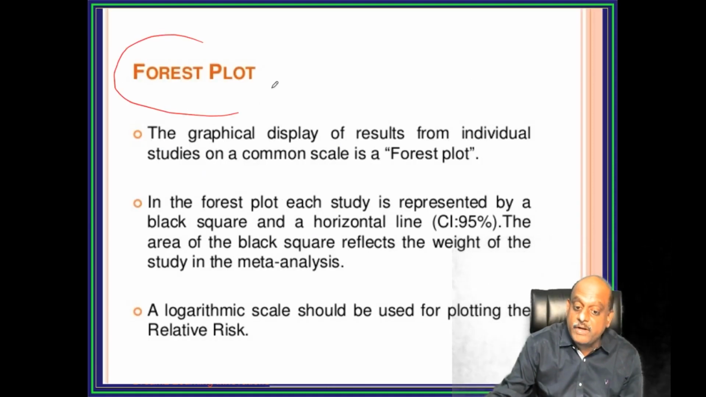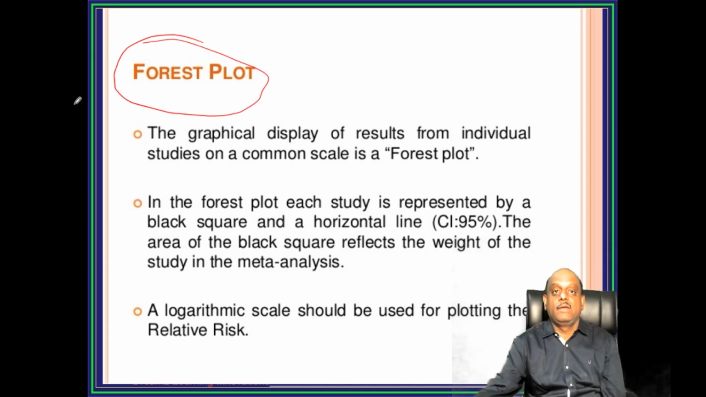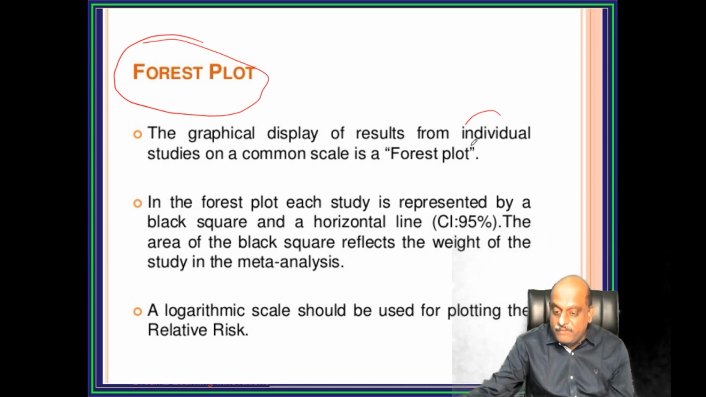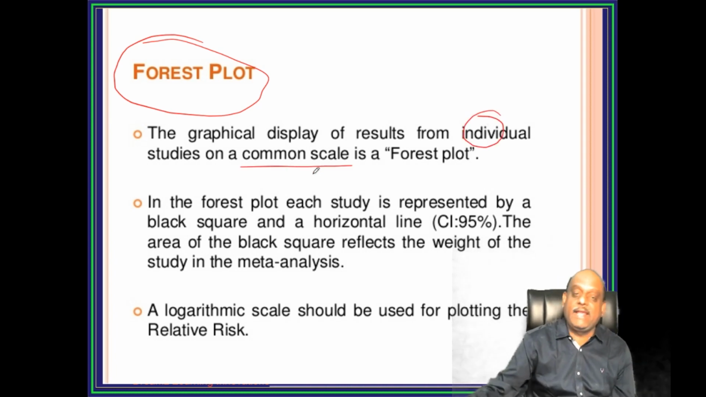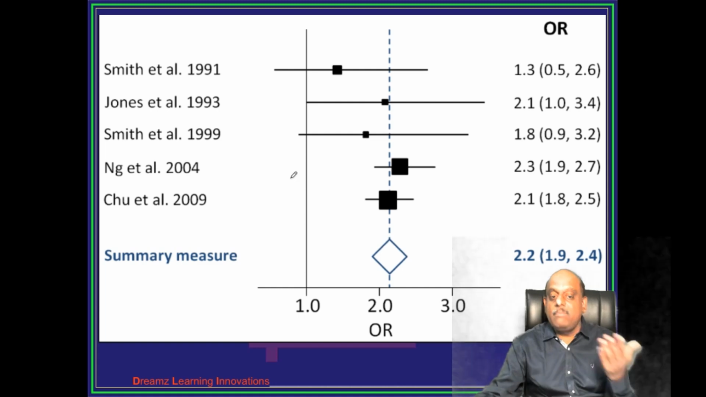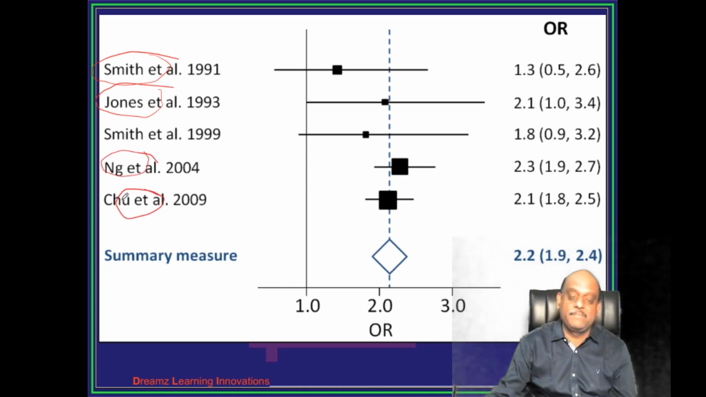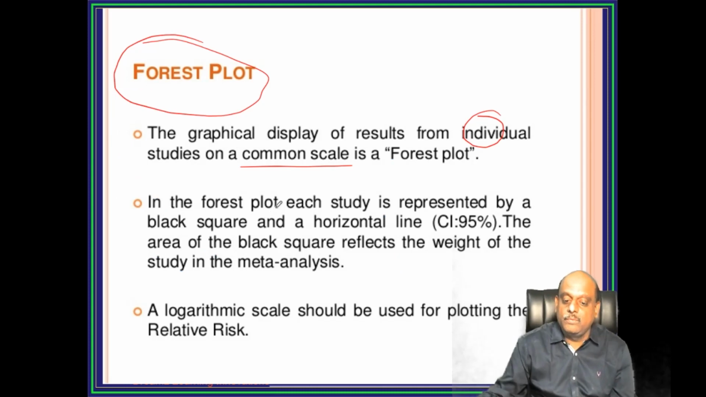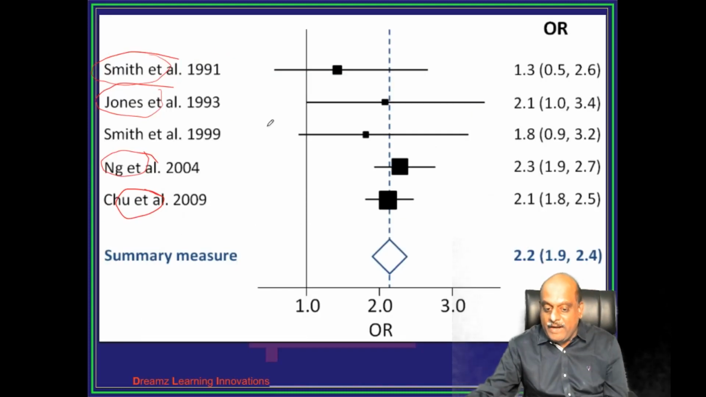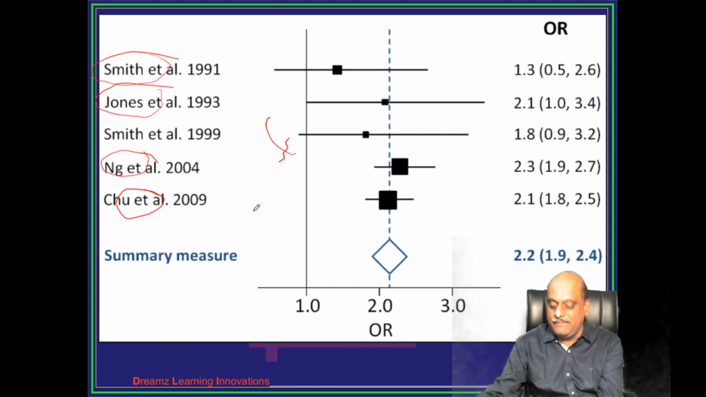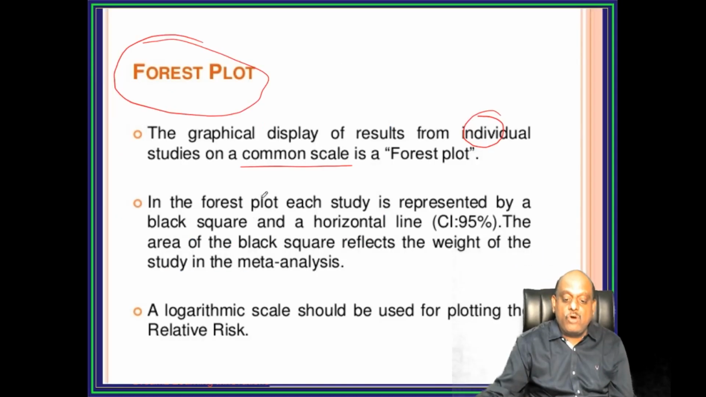Finally, you have a forest plot. Suppose you are able to take the results of individual study on a common scale. You have done a multicentric trial. Smith et al., Jones et al., Ng et al., Chu et al., different people have done the studies. So, if you are able to give a graphical display of the results of the various studies that have been done by them, that is called forest plot.